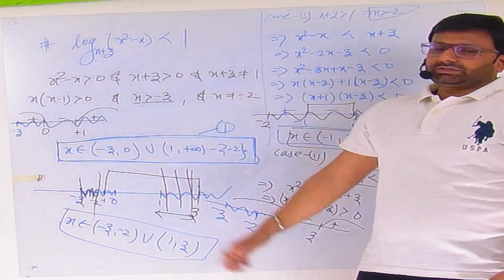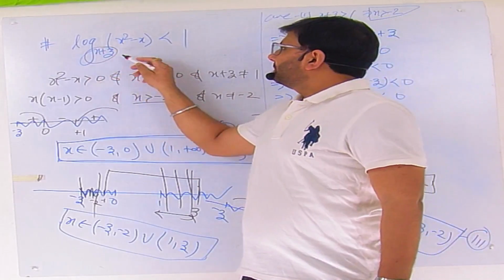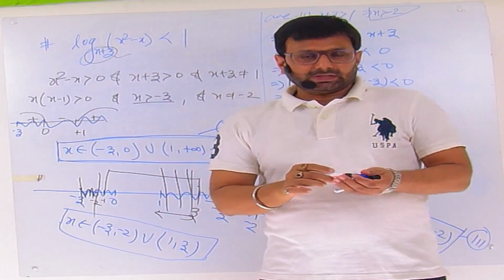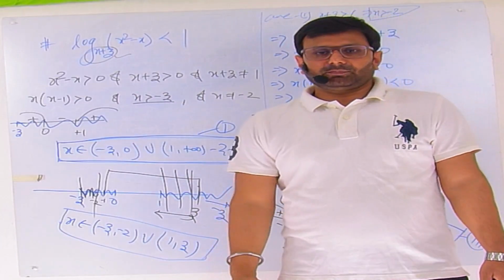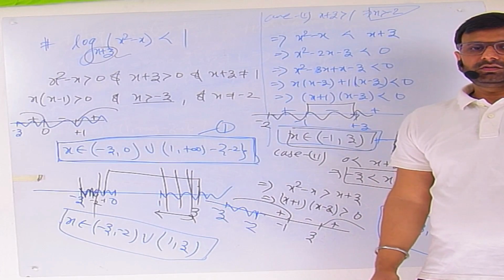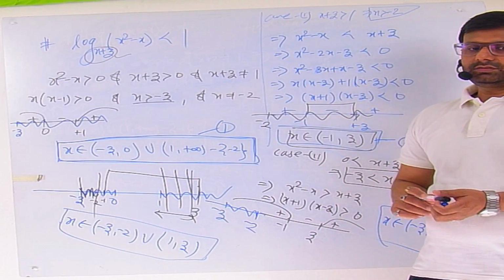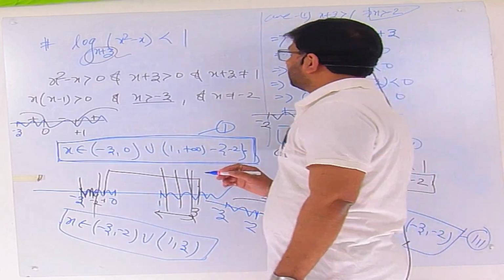So in this question I had taken the base also variable. Before this question I had taken the base constant. So three types of question I have now solved, and I am giving you one homework question.